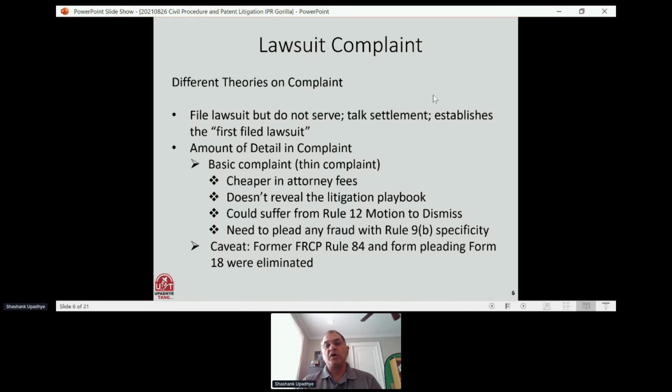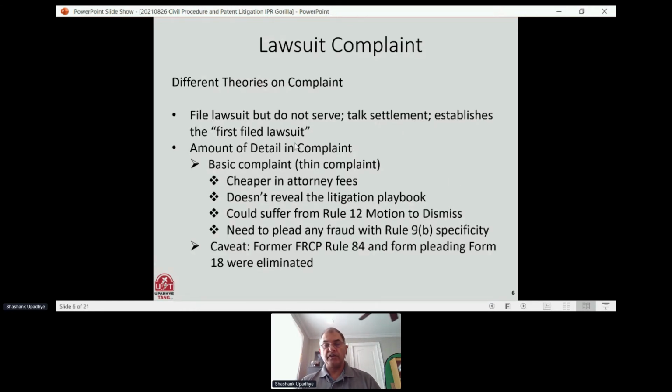Because many times you just want to secure your place at the courthouse. You want to have this first filed lawsuit. And then you're going to use this 30-day, 60-day, or 90-day period in which to talk settlement. Because now the defendant knows they have been sued, and now it behooves them to talk about settlement.